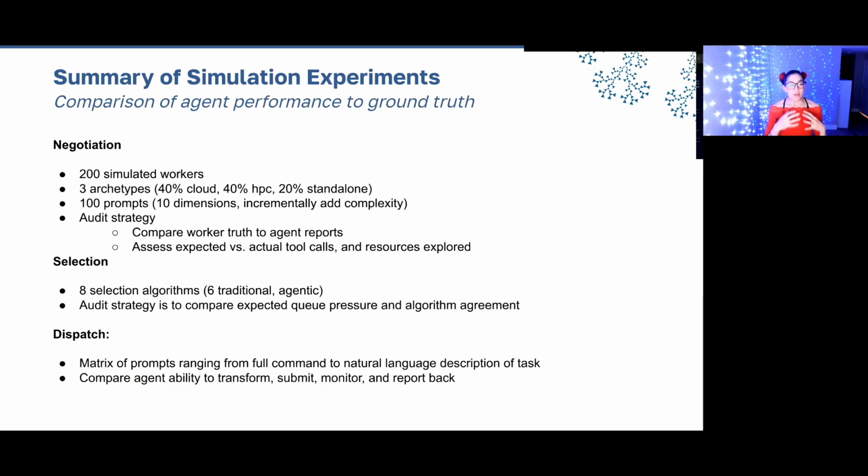For selection, we came up with 8 different selection algorithms, 6 traditional, and 2 agentic. And then we again had an audit strategy, and this strategy was based on comparing the expected queue pressure, or basically jobs building up in the queue, and then agreement between algorithms. And then finally, for dispatch, this one was very cool because we again had a better designed, even matrix of prompts that would range from the full command to just total natural language description of a task. And then, of course, we looked at different metrics, comparing the agent's ability to transform, submit, monitor, and report back, because that's his job. That's what he needs to do.